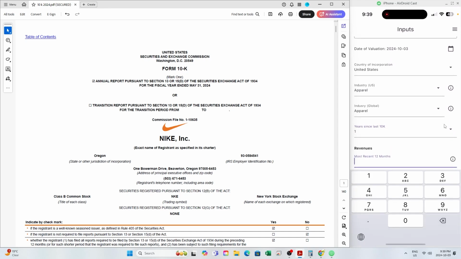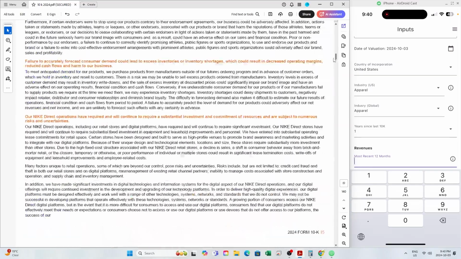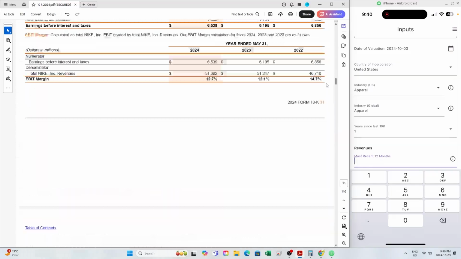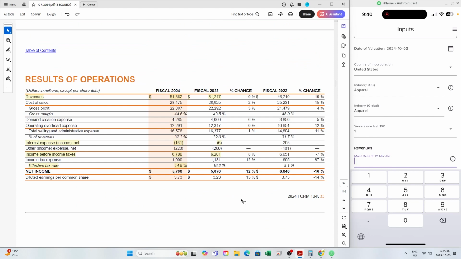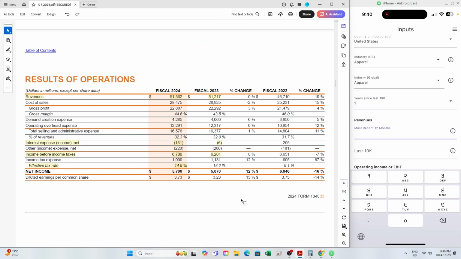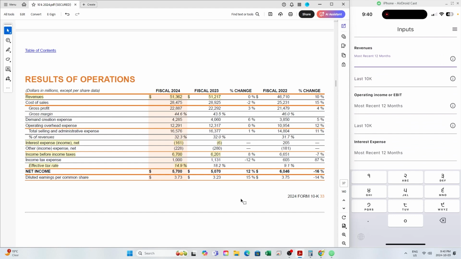years since last 10-K is 1, and next is current year revenue. We can find the revenue here in the results of operations as well, for 2024, the most recent 12 months, and the last 10-K for 2023. You can also find the operating income at the same place, income before income taxes, 6,700 for 2024 and 6,201 for the last 10-K.